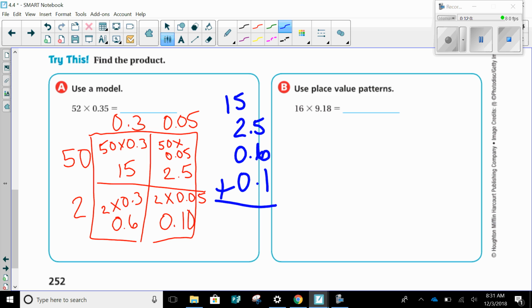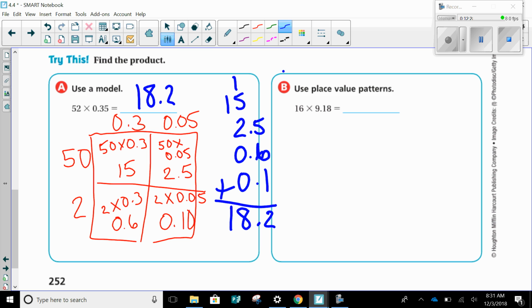Okay, then I just add these together. So 5 plus 6 plus 1 is 12. Carry my 1. 5, 6, 7, 8. And that's 1. I need to bring down my decimal point. So my answer is 18 and 2 tenths. Okay.